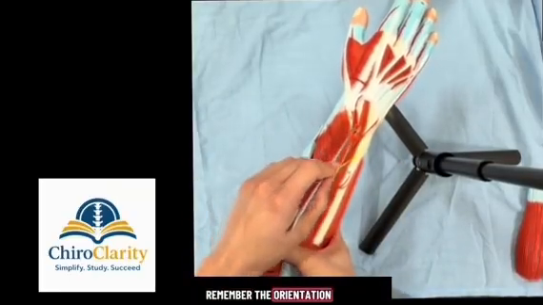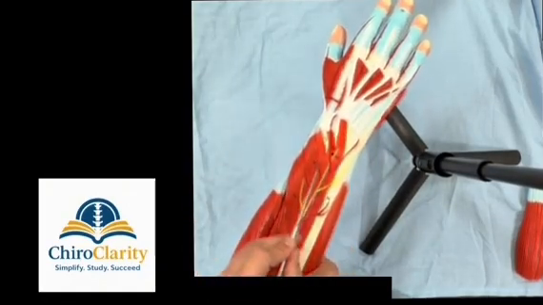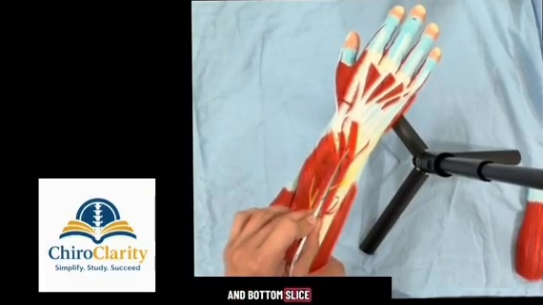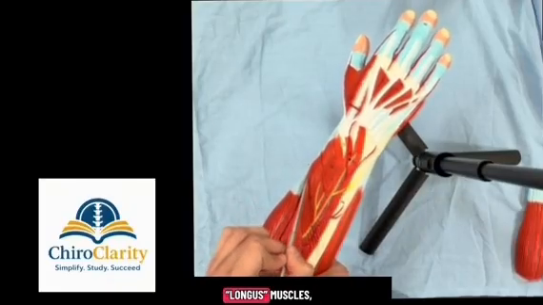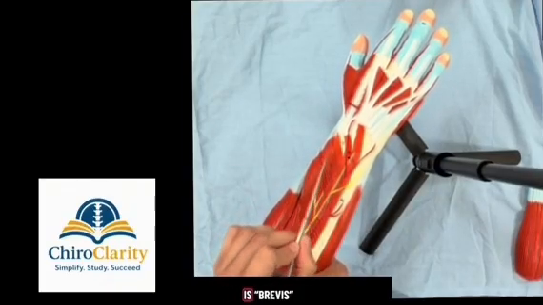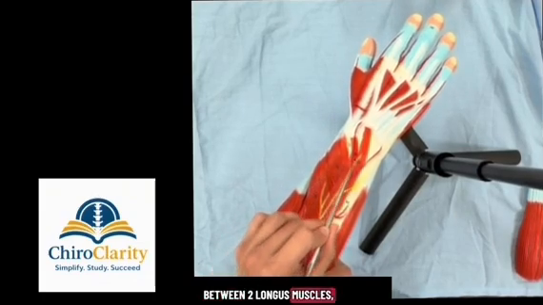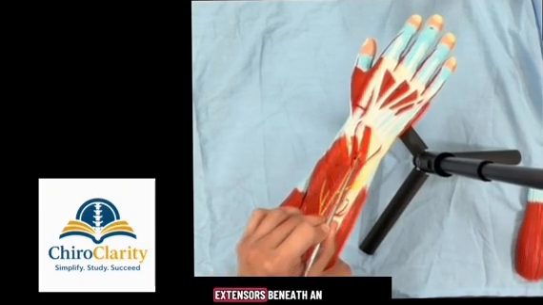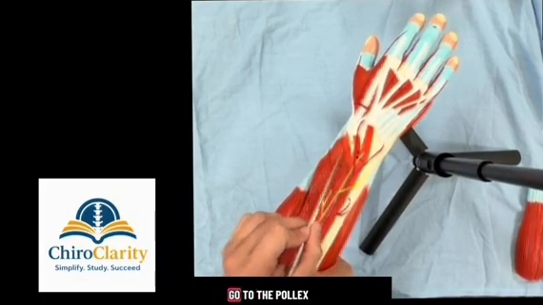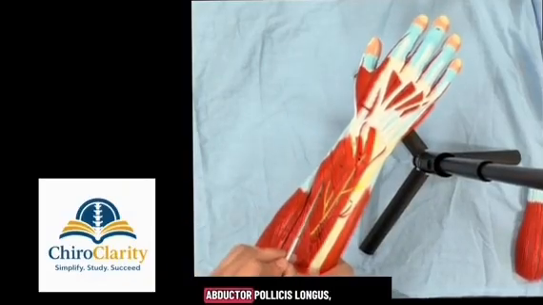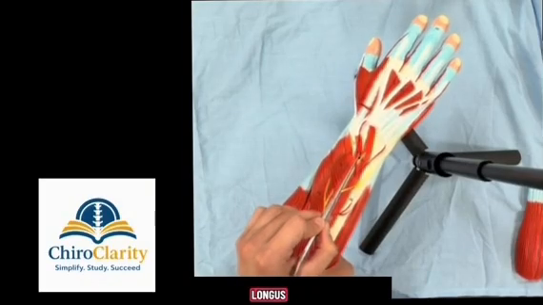The way we remember the orientation of these three is that we have a brevis sandwich. Whenever we talk about a sandwich, there's a top and bottom slice. The top and bottom slice in this sense are two different longus muscles, whereas the meat in the middle is brevis. So we have a brevis in between two longus muscles. We have two extensors beneath an abductor muscle, and they all go to the pollex: abductor pollicis longus, extensor pollicis brevis, and extensor pollicis longus.